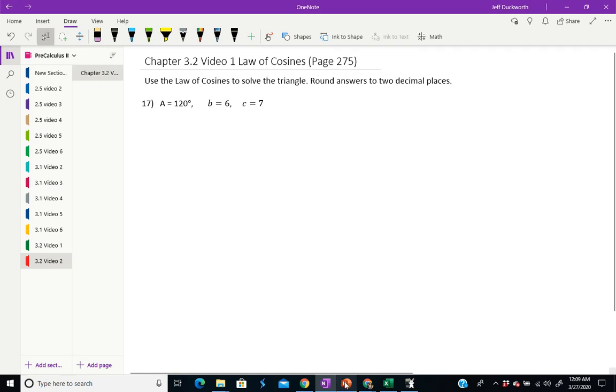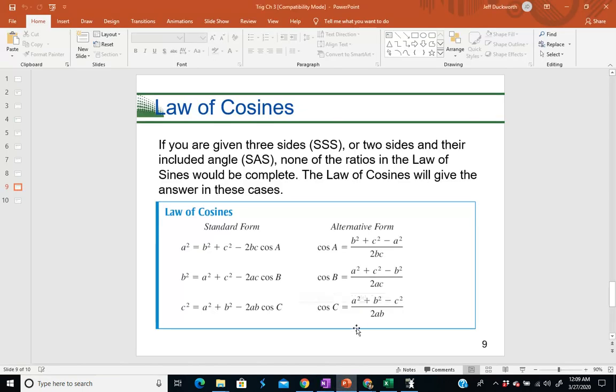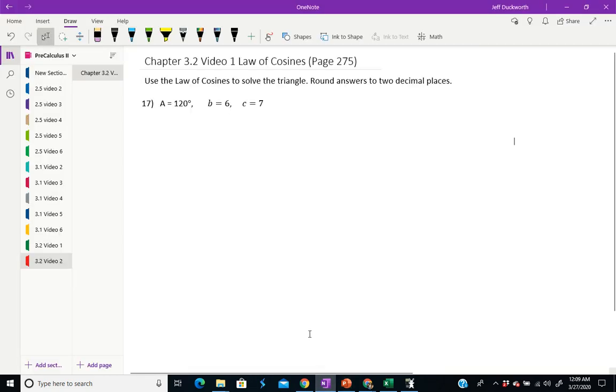So let's take a look at our formulas again in the PowerPoint. For solving for a, we're going to use this first one in standard form: a squared equals b squared plus c squared minus 2bc cosine A. So that's the one we're going to use. Again, we have a, and we have b and c. I'll rewrite that formula for you.